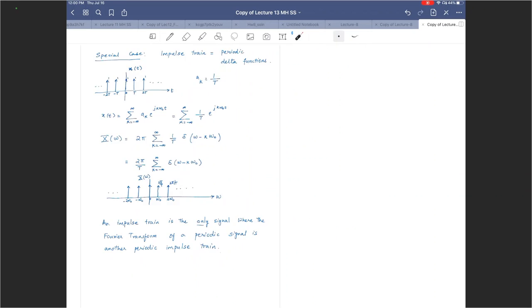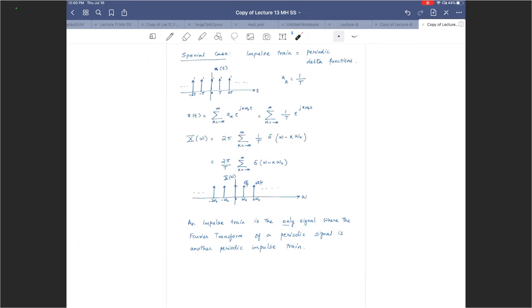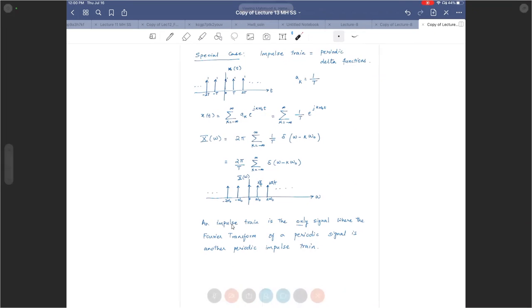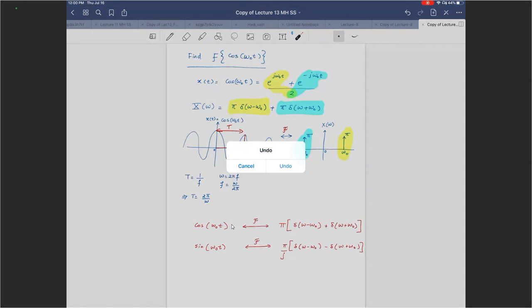Let us come back to this later on. Okay, so what I'm going to do next is spend some time talking about the Fourier transform of the cosine and the sine function. So let me start with this.